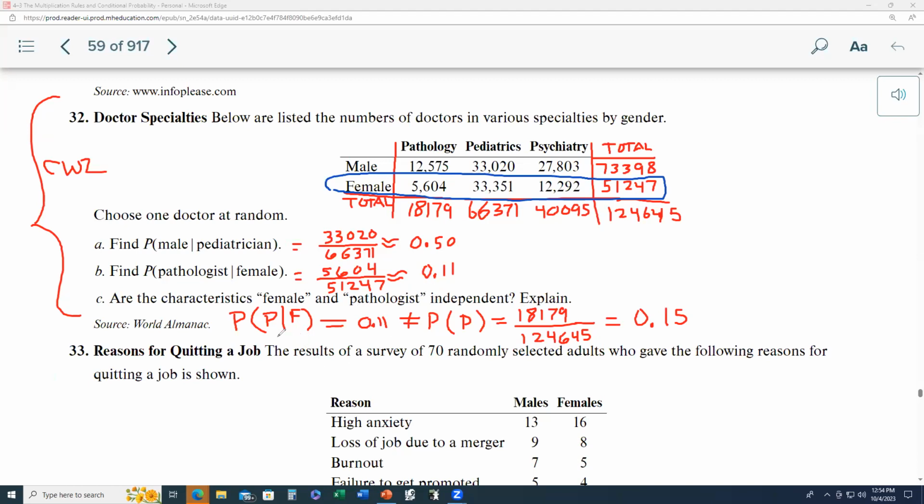Well, the problem is when you compute this conditional probability, given that we select a female, that we select a pathologist, which is 0.11 according to the answer we got in part B, that's not equivalent to the probability of selecting a pathologist. The probability of selecting a pathologist is 18,179 divided by 124,645, which is 0.15. Because these probabilities are not equivalent to each other, we say that these events are not independent of each other. Not independent.